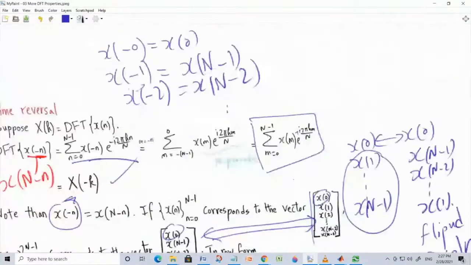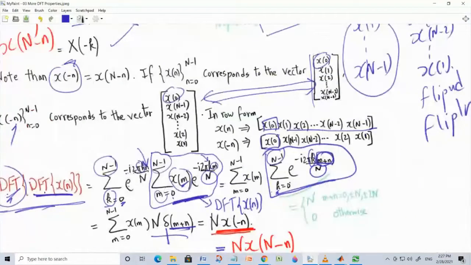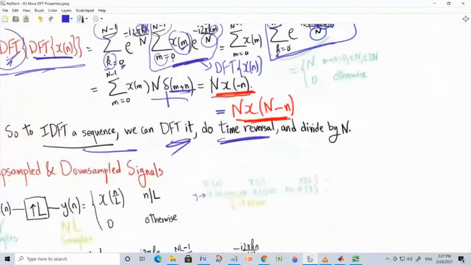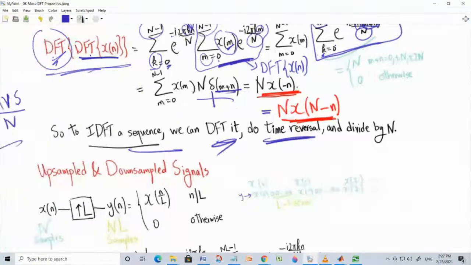Time reverse it, the trick that I talked about here. If you have your samples arranged in this way, fix the first sample and then take the other samples and flip them left, right. And then divide by this big N. You will get your signal in the time domain. So to get the IDFT of a sequence, you can do something like this.